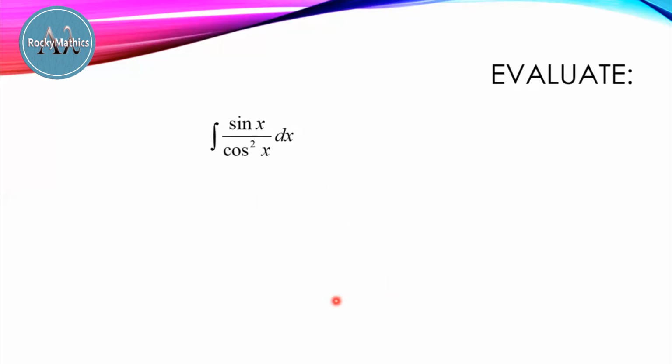Another example, we have the integral of sine x over cosine squared x dx. How can we solve this one? We can solve that one by simplifying the expression. Now, we have to take note that sine x over cosine squared x can be written as 1 over cosine x times sine x over cosine x, right? Because if we multiply this, this is equal to cosine squared x.